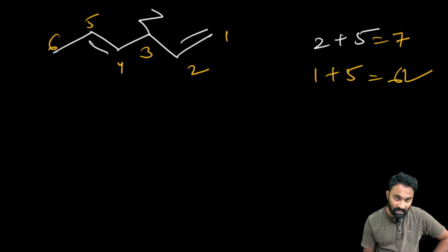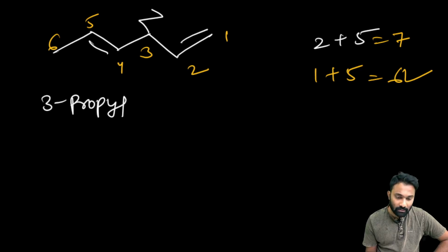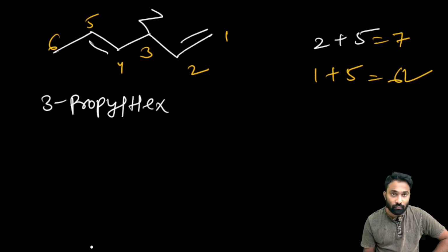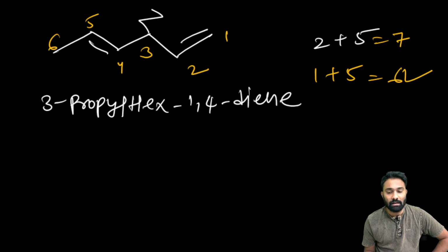Now this will be the parent carbon chain. Now at the third position we are having the substituent. Which substituent? Propyl substituent. Done. Now again you give the numbering: 3 propyl. Now at the 1 position and the 4 position, what are we having? Double bonds. Then 1 comma 4 diene. Clear? Now this is the IUPAC name of that compound.